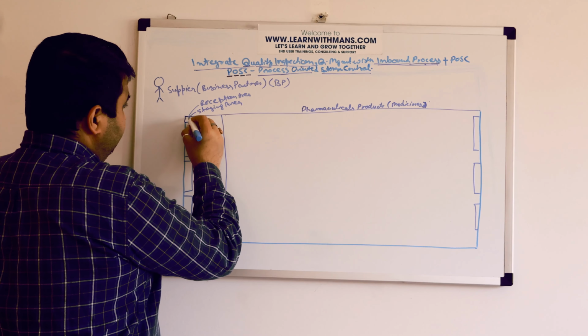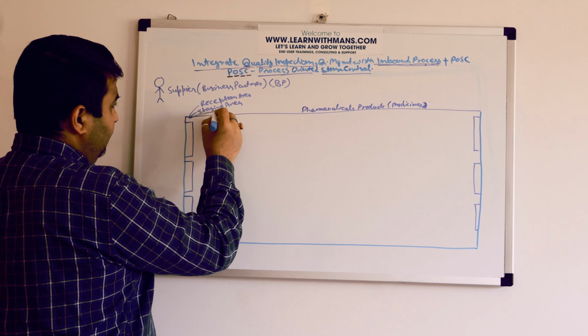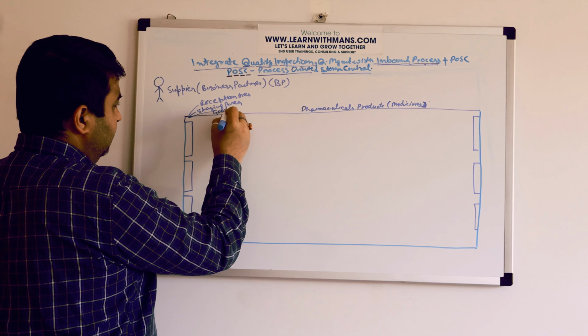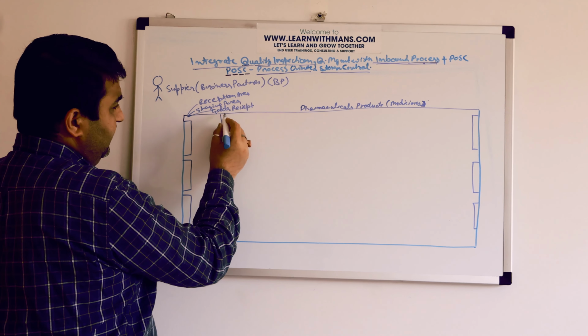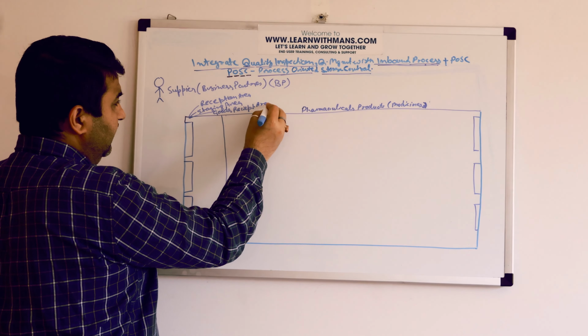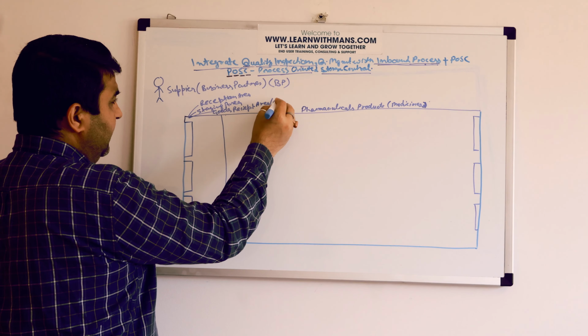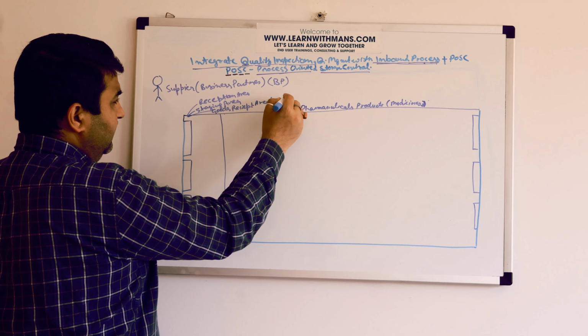Also we call this area the goods receipt area, because we are going to receive the goods here, or the GR zone.